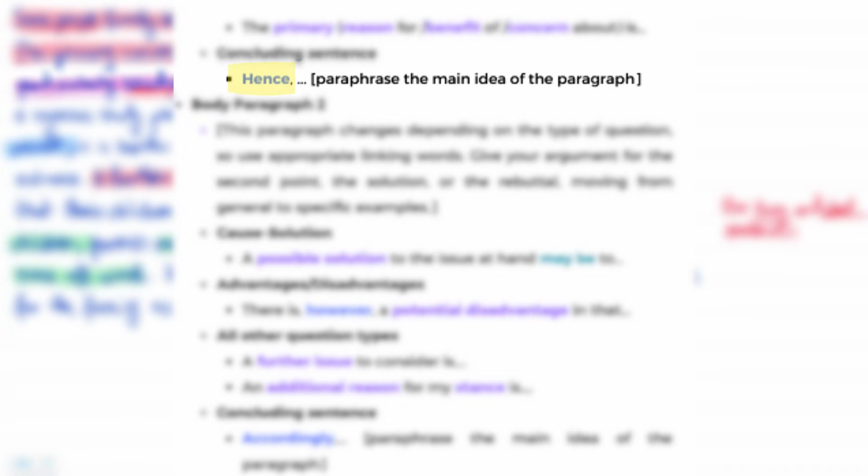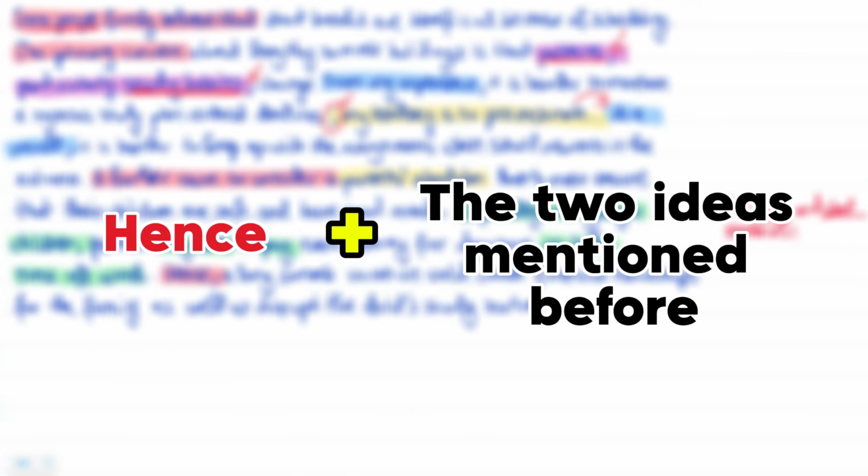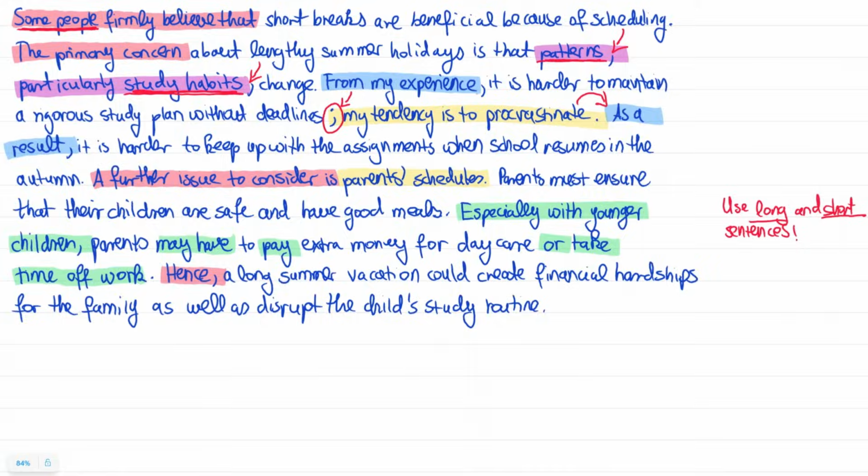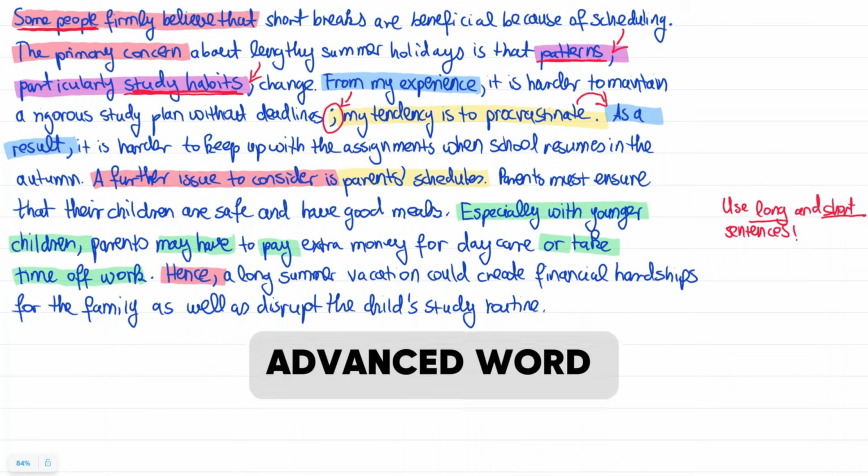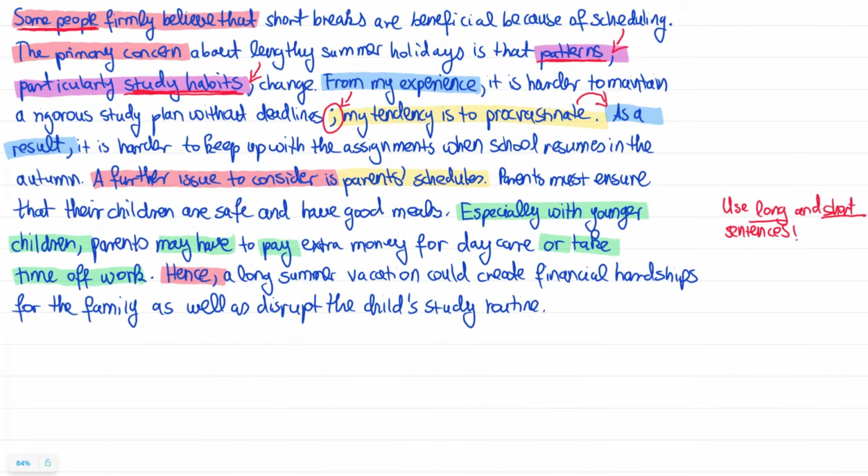Hence is in my template. All I do is add the two ideas I mentioned before, which is super easy to do. Hence is an advanced word introducing a consequence, so you should definitely use it. Financial hardships paraphrases the idea of paying extra money or taking time off work. Disrupt the child's study routine is a way to summarize the idea of procrastinating and then not being able to study in the fall.